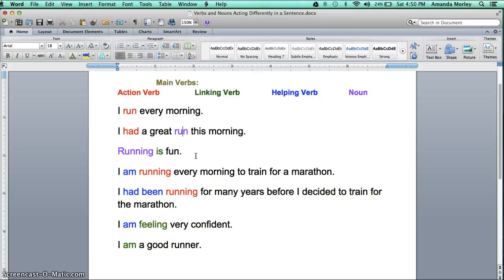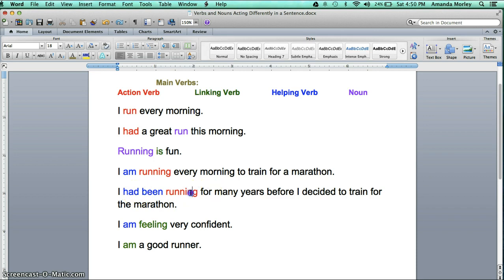I climbed it, okay? Let's look at the word had. I had a great run. That's my main verb. That's what I did. So it's a main verb. However, down here, had tells me about the main verb. I had been running. Was the activity that I was doing had? I had something? No. I was running. The activity that I was doing was running. Had is a support, okay?